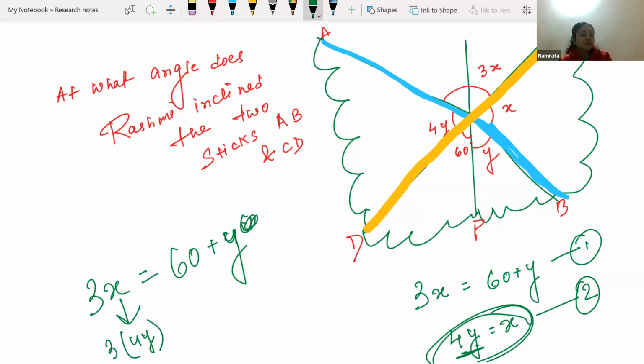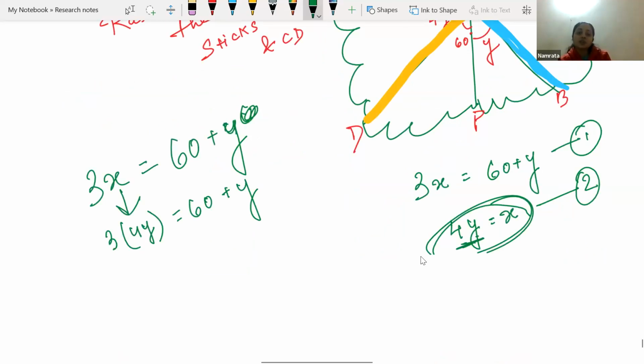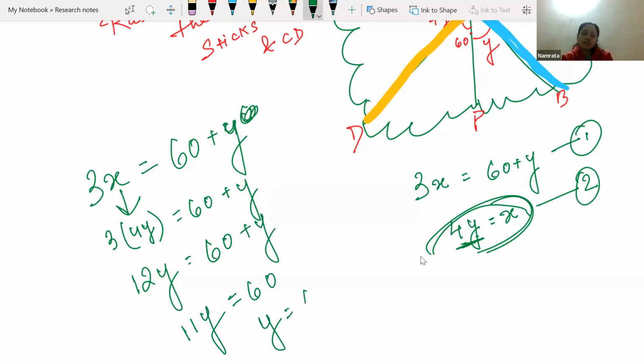From equation 2, I am taking the value and substituting it in equation number 1, so that we will have one equation with only one variable, y, which will be easier to solve. So 12y is equal to 60 plus y, that means 60. Now y is equal to 60 by 11.